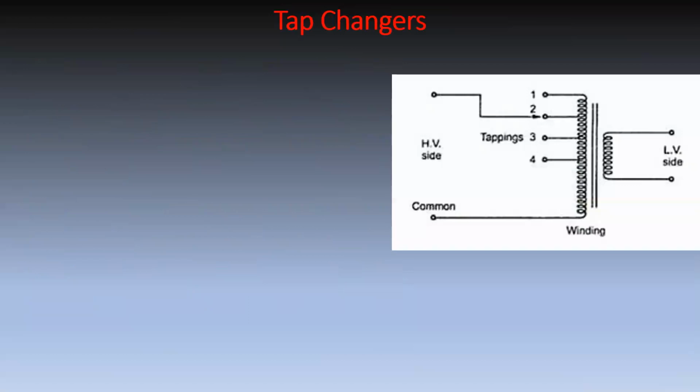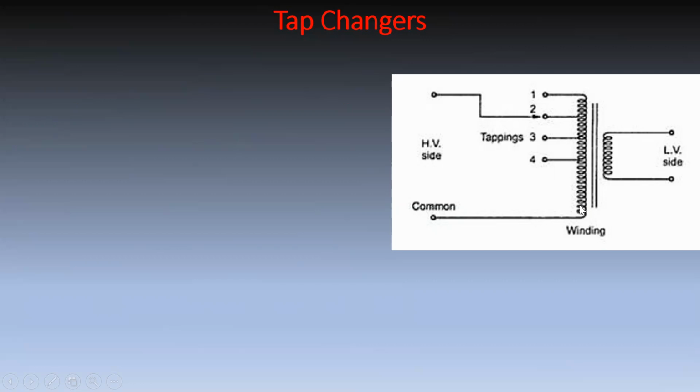Next one, the tap changer. This side you can see is the LV side, maybe a primary side, and this is the HV side. When you connect to point number two, this much of winding is getting added. This is the common winding. When the number of turns increases, the voltage will also increase. When the tap is moved to point number three, and there is automatic tap moving as well as manual tap moving, when it touches switch number three, this much of winding is added.